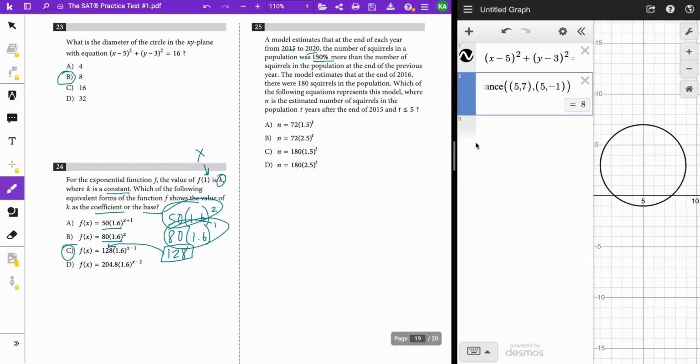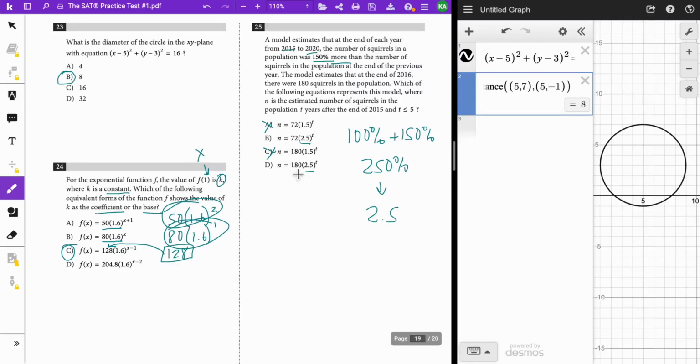The first thing to notice is that if it's increasing by 150%, it's 150% more. We did one like this a couple questions ago where we take 100% of the old number, but we're increasing it by 150% for a total of 250%, which corresponds to a decimal of 2.5. So that's why the answer has to be either B or D, because those are the only two that have that 2.5 in the parentheses that we're looking for. Okay, that's the first thing.